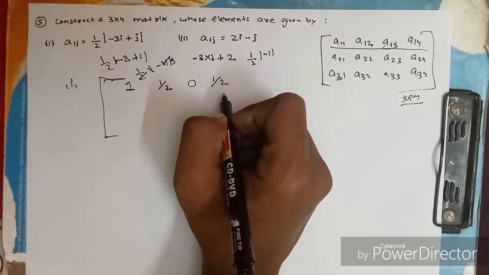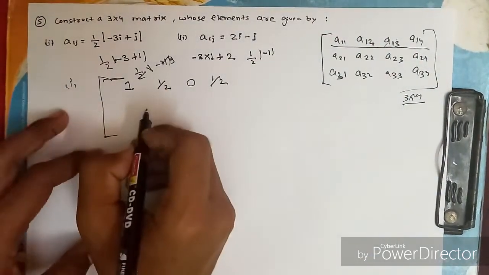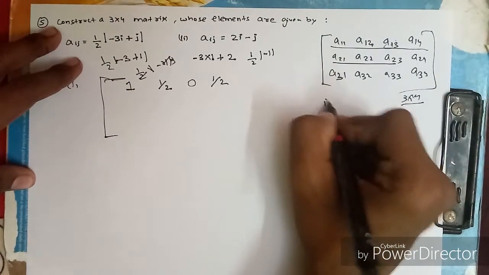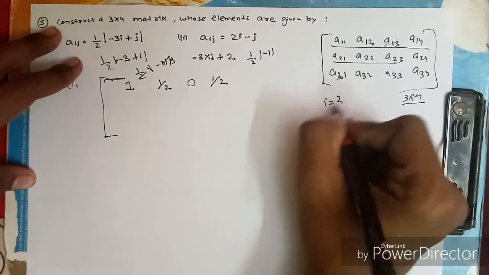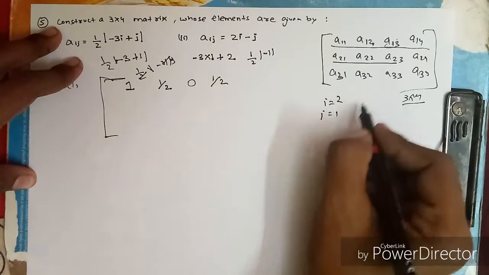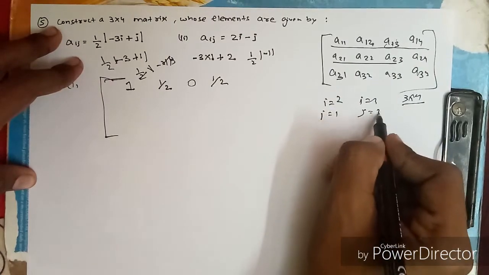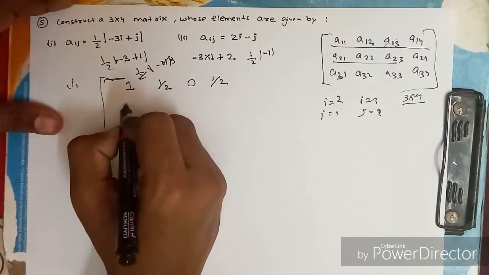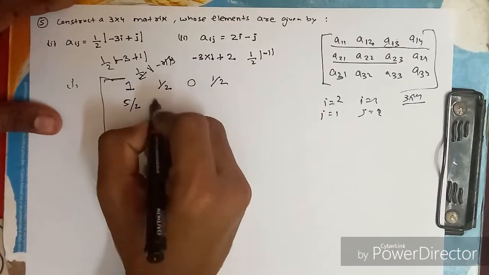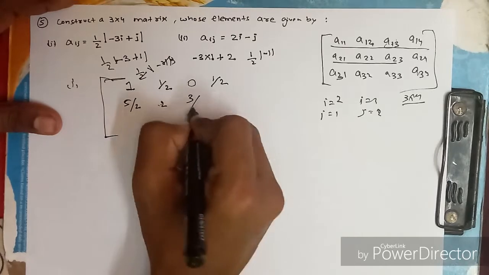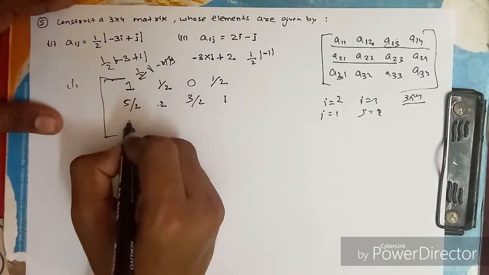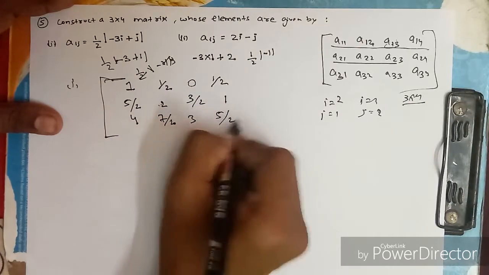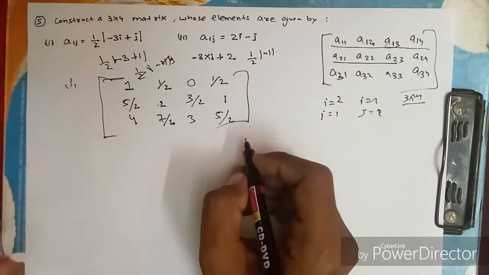Now you can easily solve all of this matrix. I'm just writing here. You can easily solve by putting i equals 2 and j equals 1 in this one, and i equals 2 and j equals 2 in this one. You can easily solve this, right? I'm just giving you the solution. You try yourself. This is the correct answer for it. Once check the answer.